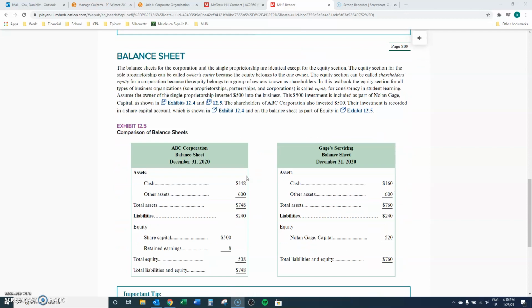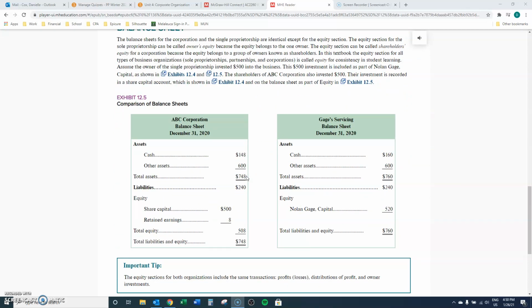And then the balance sheet. The balance sheet is the same as for a proprietorship, except for the equity section. For the sole proprietorship, the equity section is called owner's equity because it's only the one owner. But in a corporation, the equity section is called shareholders' equity. And let me scroll here.